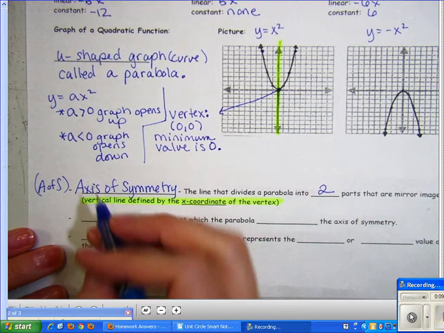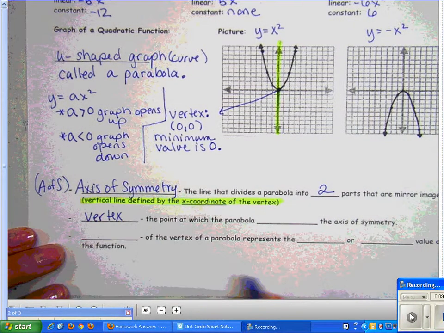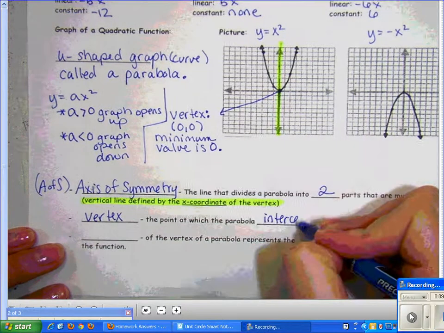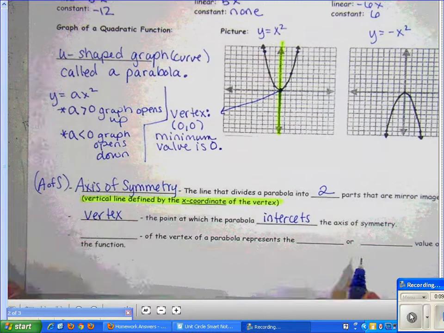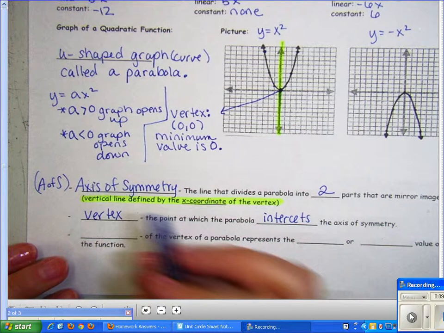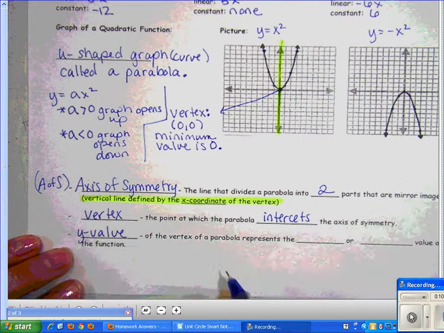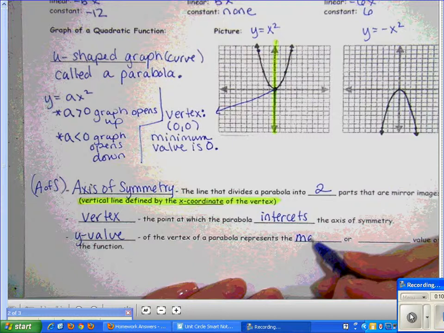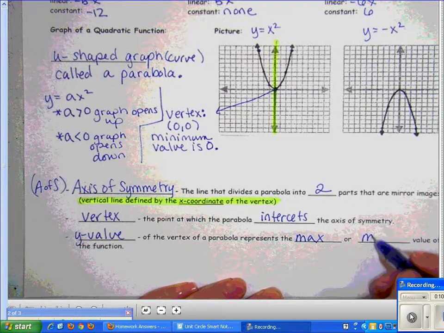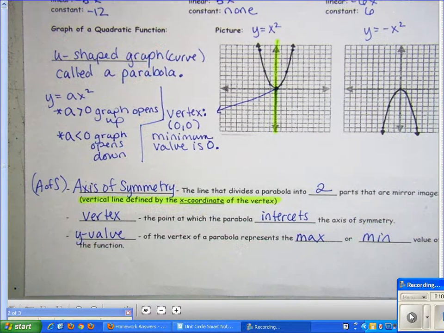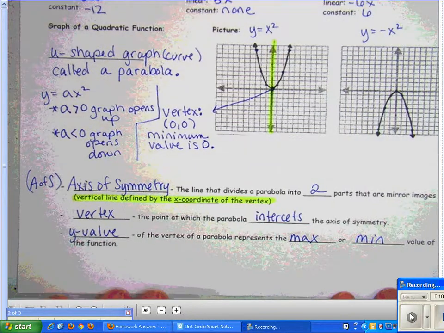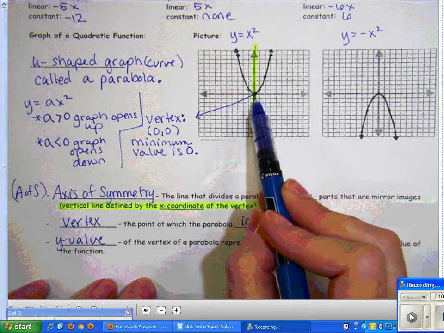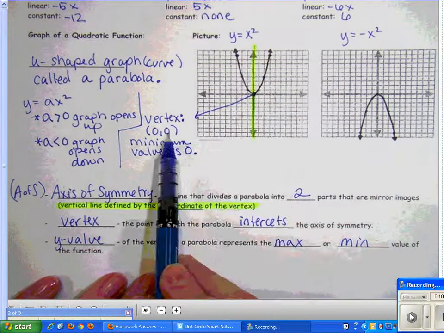The vertex, which we talked about, is the point at which the parabola intersects the axis of symmetry, and the y value of the vertex of the parabola represents the maximum or minimum value of the function. So let's look at this graph over here. We said this was a minimum value. So right here, I know the minimum value is 0 because that's the y-coordinate of my vertex.